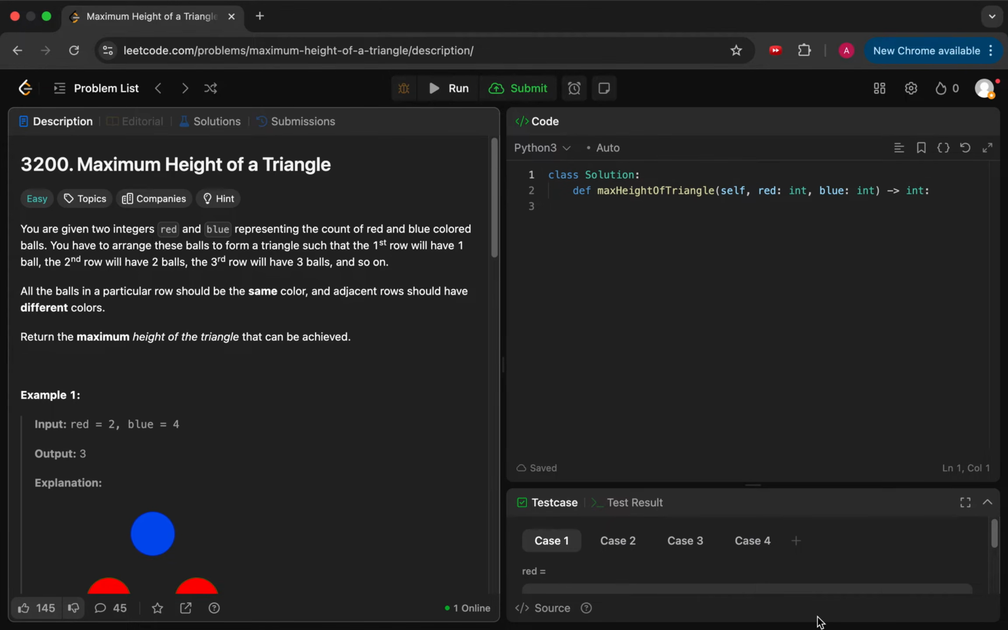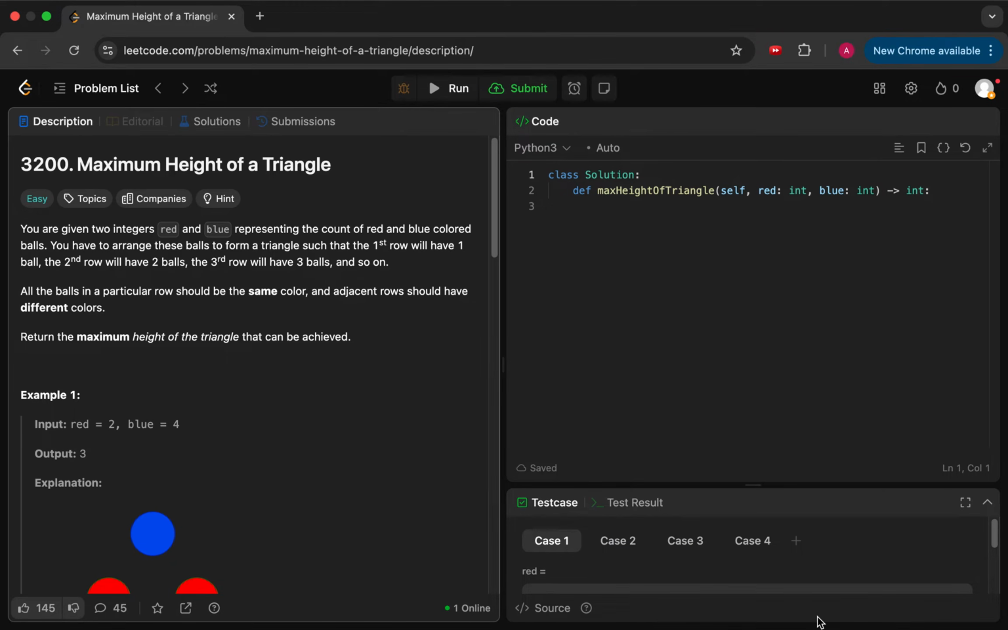Now, back to the problem, the maximum height of a triangle. You are given two integers representing, say, red and blue balls, and you are supposed to form a triangle like a pack of cards kind of thing. You start off with row 1. It's an inverted pyramid kind of thing, so you start at the top of the pyramid with one ball, and then you keep increasing 2, 3, 4, 5 as you go down the rows.